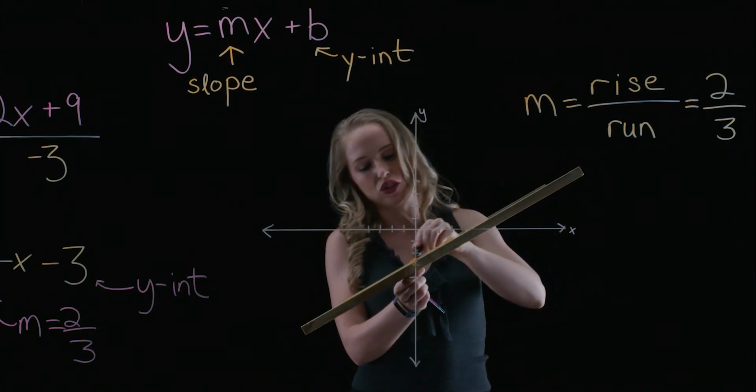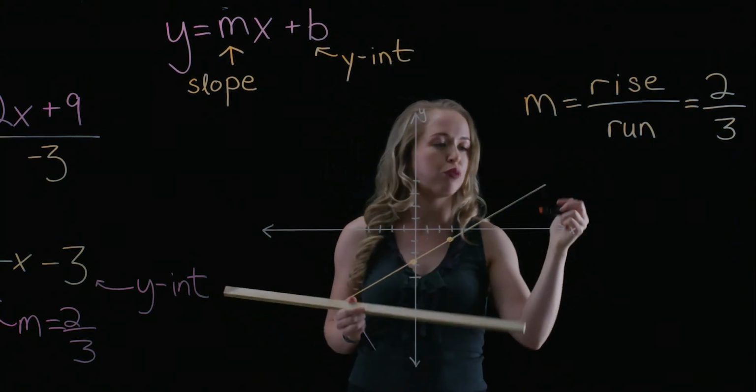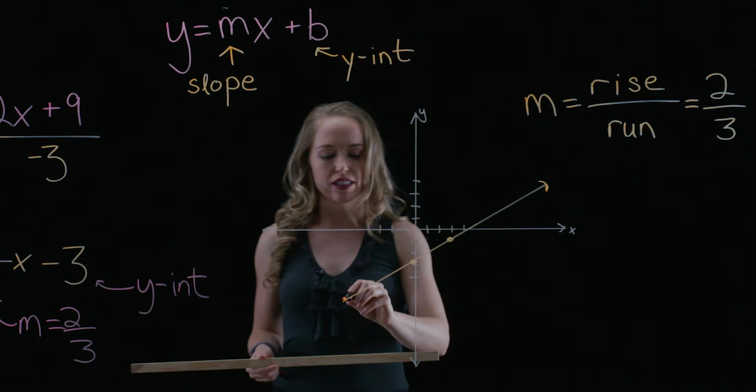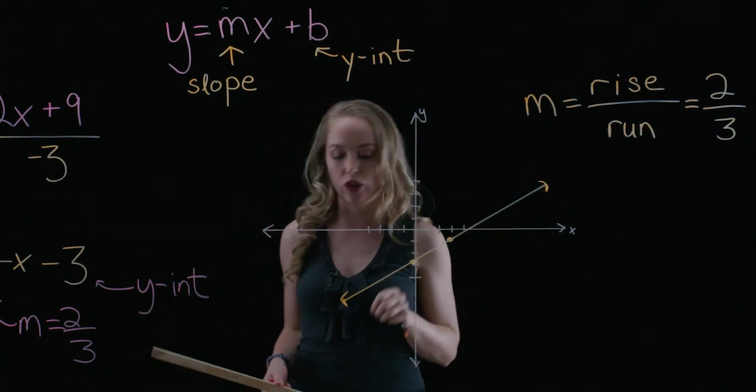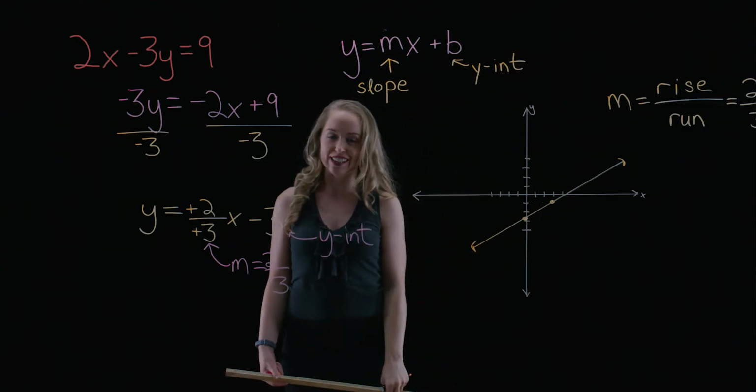So when asked to describe what the graph would look like, we see it has a positive slope. It's going to extend from the bottom left corner of our graph to the top right corner of our graph. And that is how we do this problem.